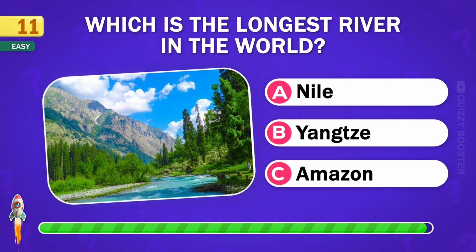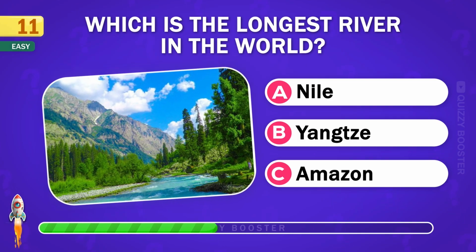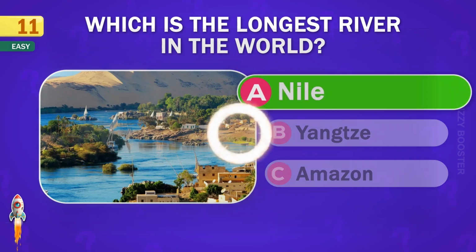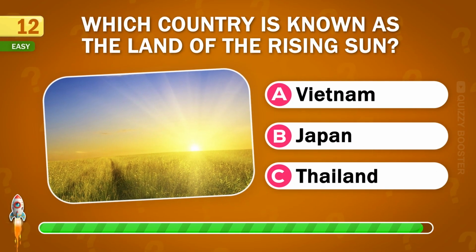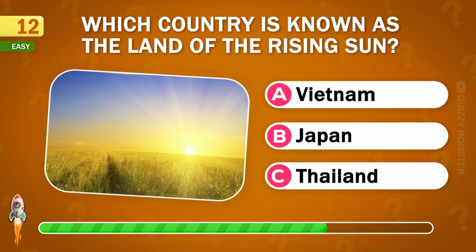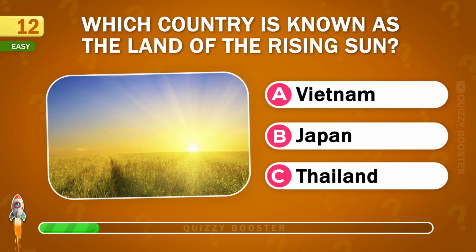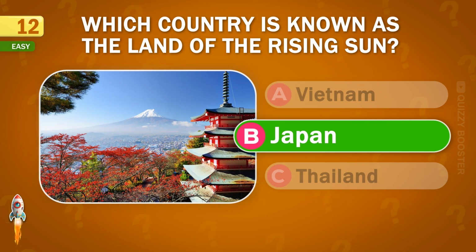Which is the longest river in the world? River Nile. It stretches across northeastern Africa. Which country is known as the land of the rising sun? Japan, symbolized by the rising sun.